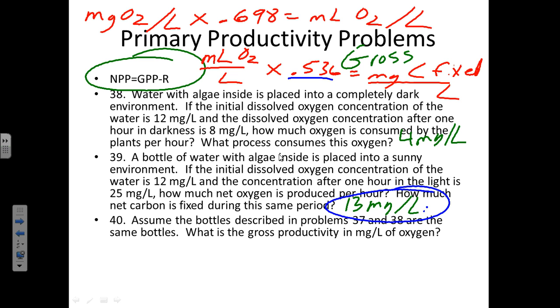We know how much oxygen was given off. So let's take this 13 milligrams per liter of oxygen. Use this first equation first. So we're going to take our milligrams of oxygen per liter, multiply by 0.698. Calculate that out. That gives us 9.074, and that's milliliters of oxygen per liter.